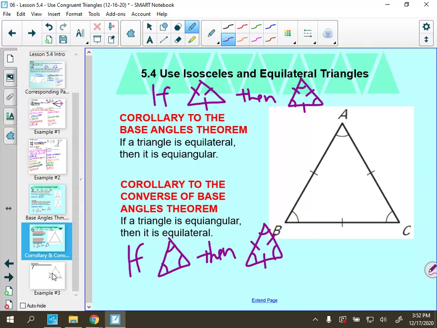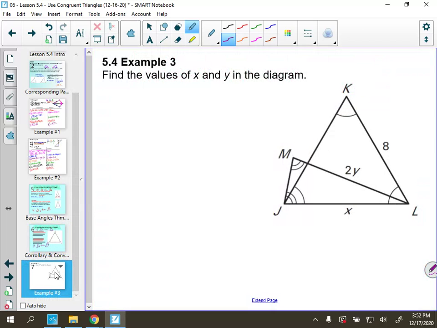It's mainly just to find unknown missing side lengths, missing angle measures, and angles. So here's just a quick look. There's lots of different things we could look at. We'll maybe do a follow-up one, but it's basically asking me to find the value of x and y in the picture. Now, it's a fairly complicated picture, I think.